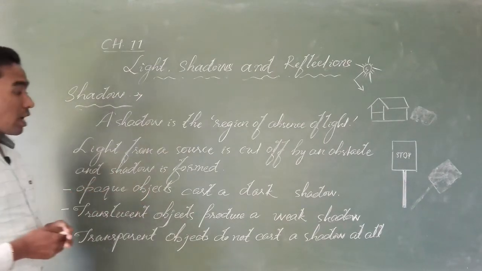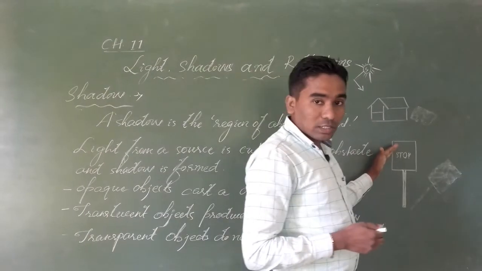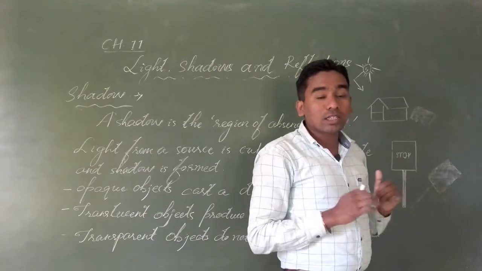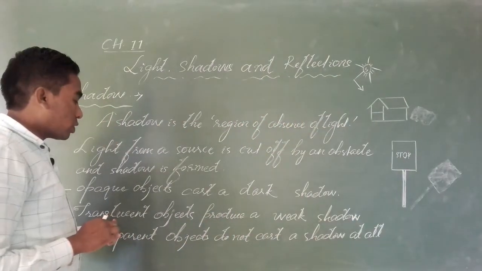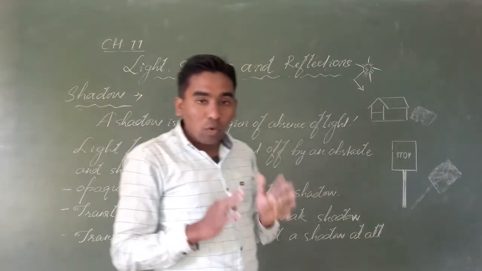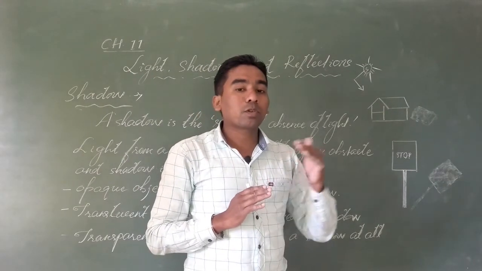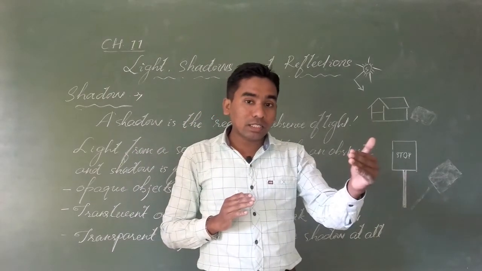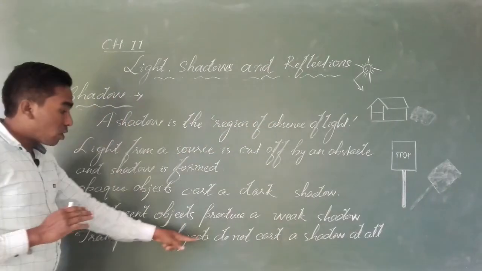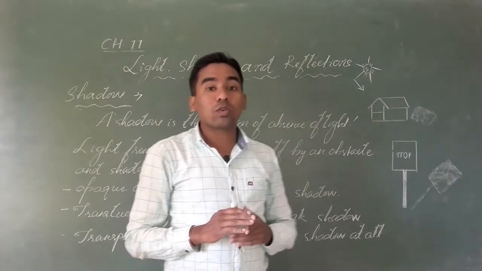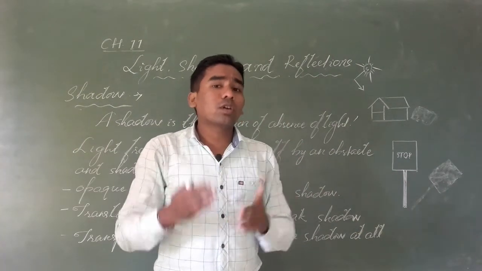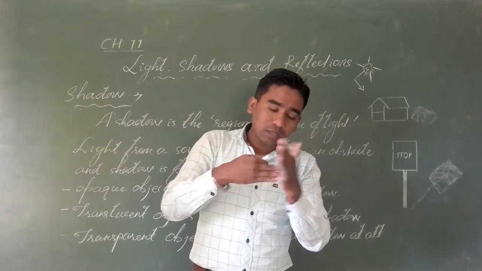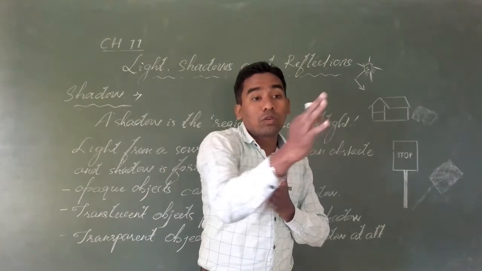Opaque objects cast a dark shadow. Suppose this is an opaque object, an object through which light cannot pass; it casts a dark shadow. But translucent objects produce a weak shadow, because the light can partially be transmitted. Transparent objects do not cast a shadow at all. Suppose this is a transparent object: the light passes from this side to the other side, that is why there is no shadow.